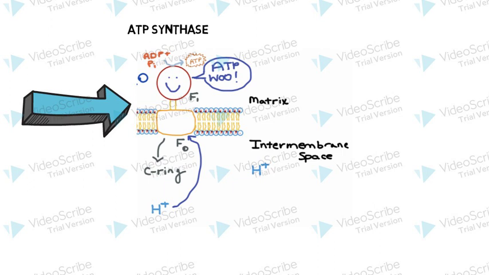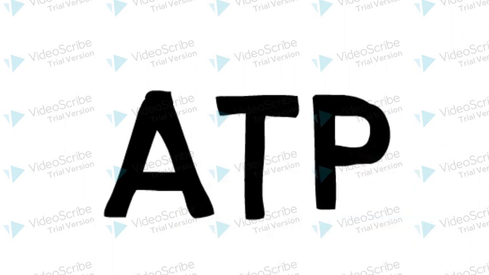F1 has 3 catalytic sites that do not rotate and is connected to F0 by a gamma subunit. When the C ring rotates, it also moves the gamma subunit of F1. This causes the different catalytic sites of F1 to change in conformation to produce ATP. ATP synthase is vital to human life, as it is the primary source of ATP in your body, and as we know, ATP is necessary for your body to function.